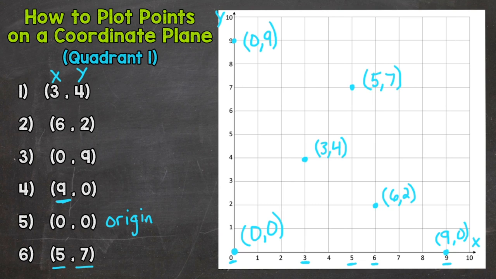So there you have it. There's how you plot points in quadrant 1. Remember, your x-coordinate comes first, then your y.